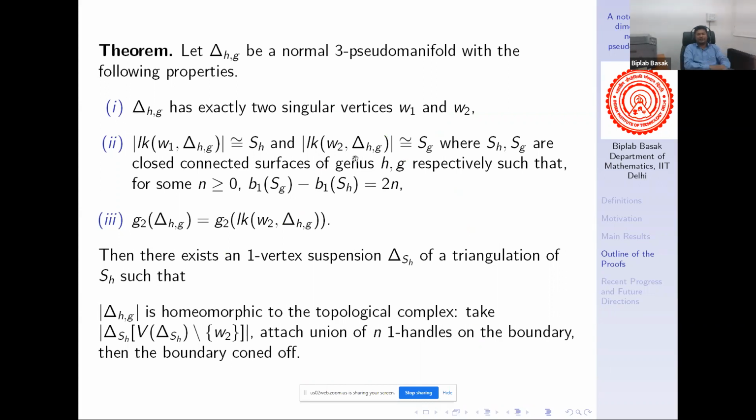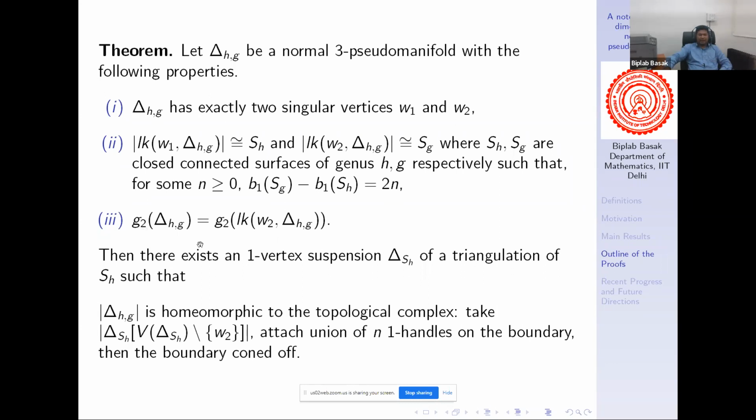So this is our main result. Let delta be a normal 3-pseudomanifold with the following properties: delta has exactly two singular vertices, W1 and W2, and say the link of W1 is some S_H and the link of W2 is some H_G, where their difference is 2n. And say G2 of delta is G2 of the link of W2, because we can assume that.